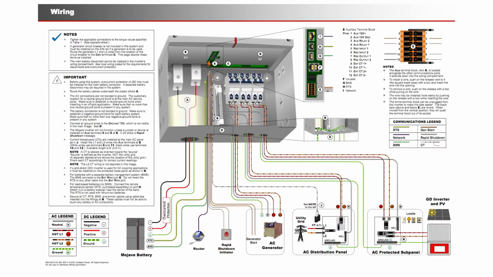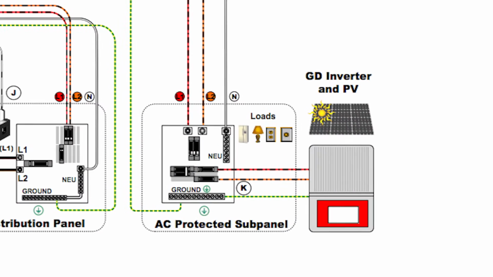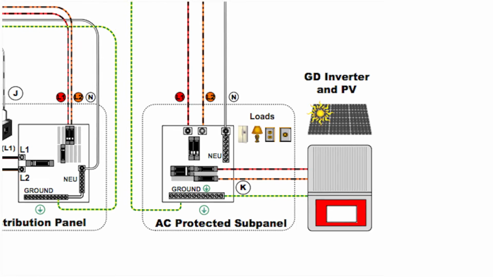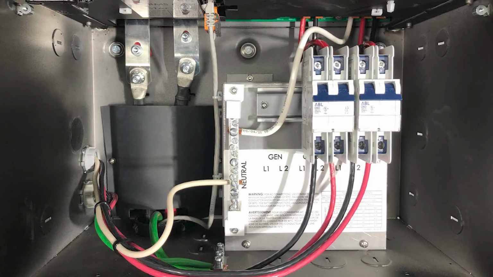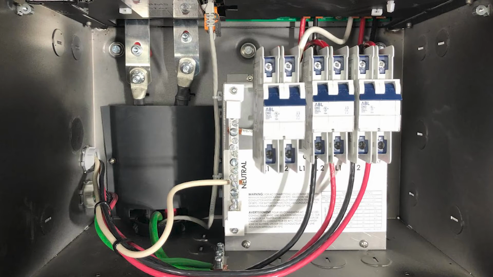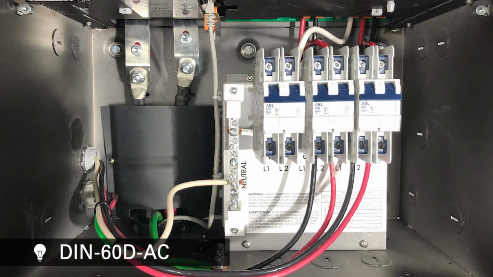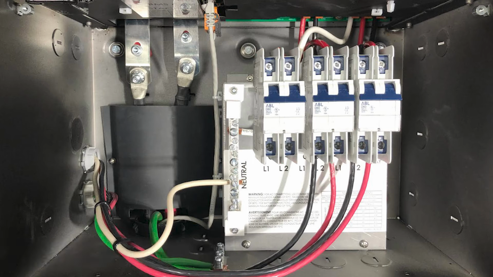If a grid-dependent inverter is used for AC coupling applications, it must be installed on the protected loads panel. Add a generator input breaker, part number DIN-60D-AC, and connect generator L1 and L2 if it applies.